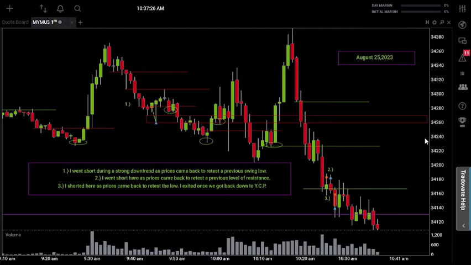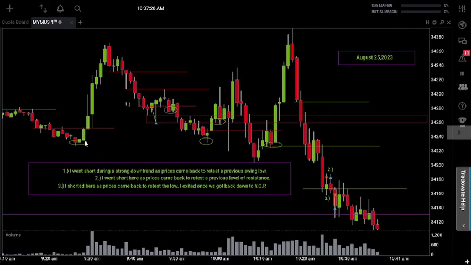So let's go ahead and talk about the important levels that we have on our chart today. We have yesterday's closing price down here at 34,131, and that would pretty much play a significantly major role in today's session. So let's go ahead and get into it.